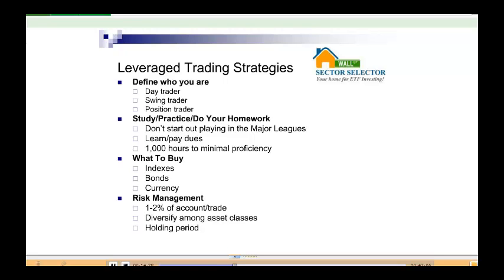I think you have to figure out what to buy: indexes, bonds, currencies. And then risk management is a key element. 1 to 2% of your account per trade. You want to diversify among asset classes. With the leveraged ETFs, you want to keep the holding period short. And I think the overall thing, if there's just one thing, is discipline. And that's where most people fail.